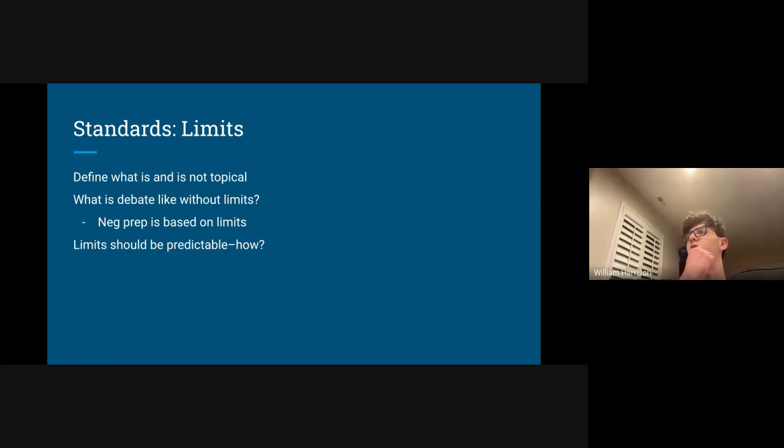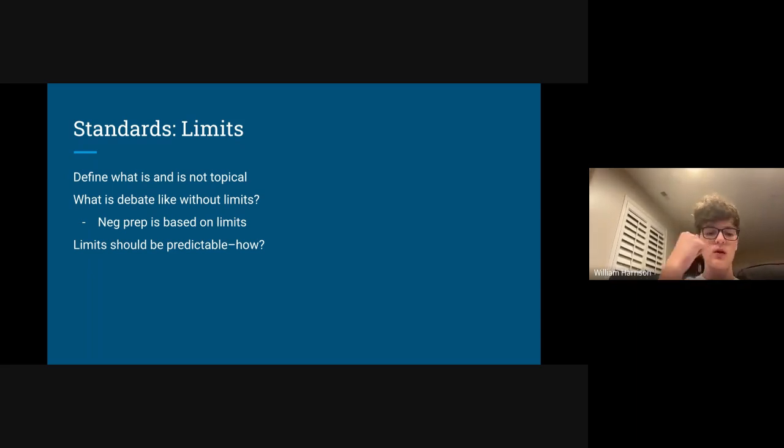I'll give you an example of an unpredictable limit. If I were to say that topical AFFs on the IPR topic are ones that protect water resources, and untopical AFFs are ones that expand patent protections, could you predict that upon reading the resolution? No, that is the opposite of predictable. I just swapped topics there.